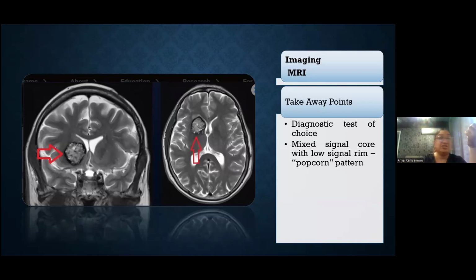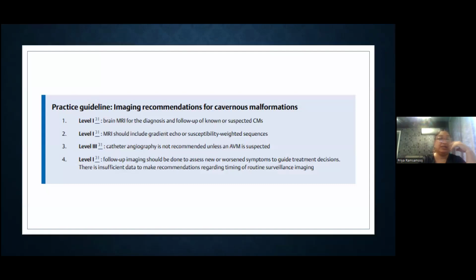In these patients, as for the role of angiography, it does not demonstrate a lesion. And like I said, the MRI appearance is almost pathognomonic. So angiography is not necessary in classically apparent cases, right? It's only when you have a diagnostic dilemma.